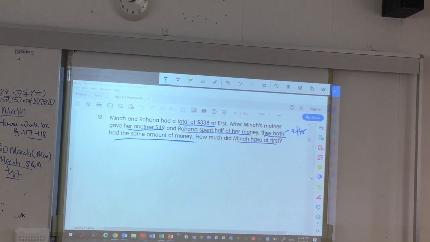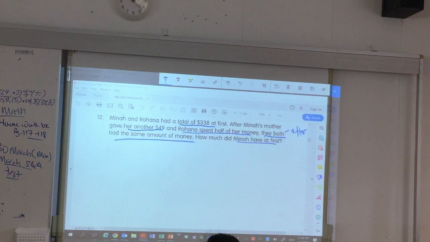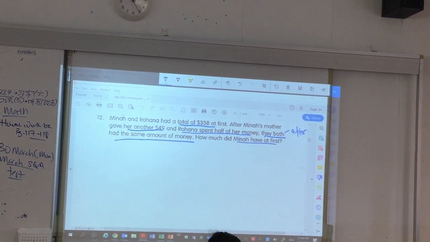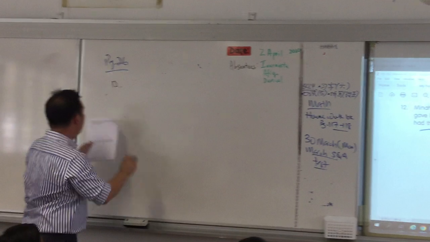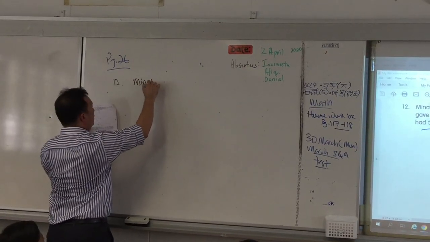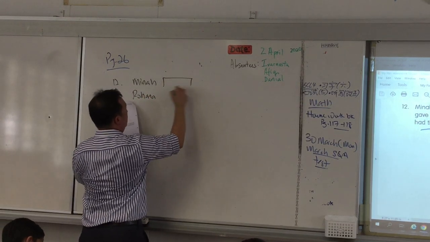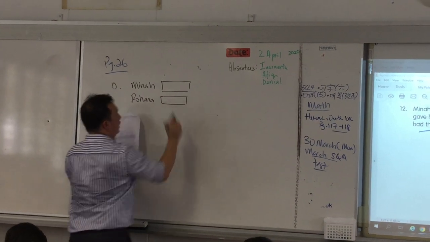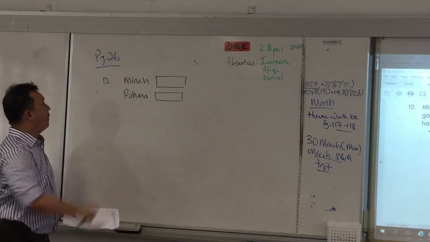Okay, can I erase this? Okay, alright, so now it's question 12. Now, why did I say this question is similar? Because we are going to draw the model from the after. Where's my after? After is they actually have the same amount of money, Mina and Rohana. They have the same amount of money. So eventually this is what happened.